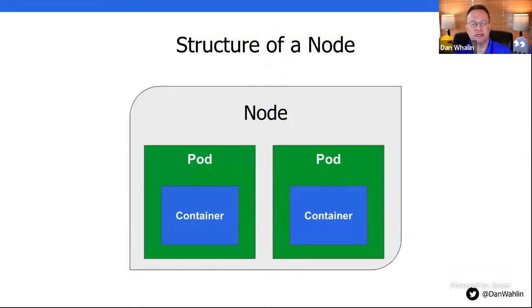So the way it works is you can run many pods on a given node. And again, a node is just a VM, a server, that would be running whatever your target operating system is. So when we do this as a developer, we're only going to have a single node in Docker Desktop.